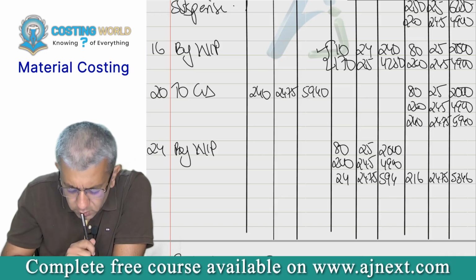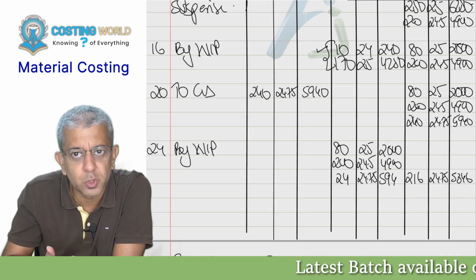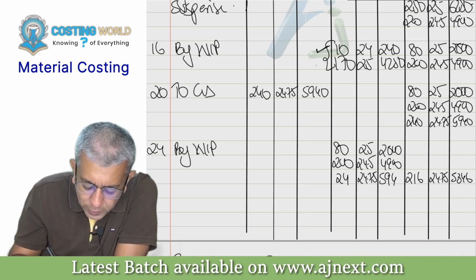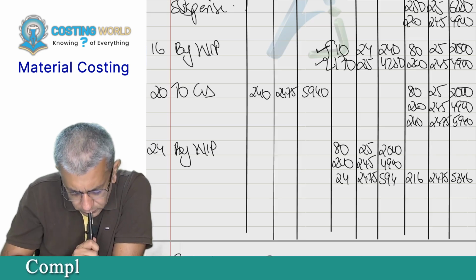Sir, what are you saying? Obviously, you can't pick up 12 because you only had 10. So if you decide to take 10 units from here, can we say you will have to take 2 units from here? Okay.